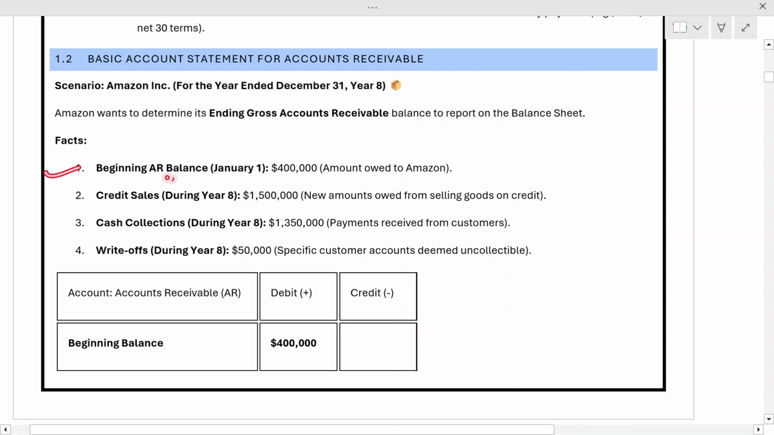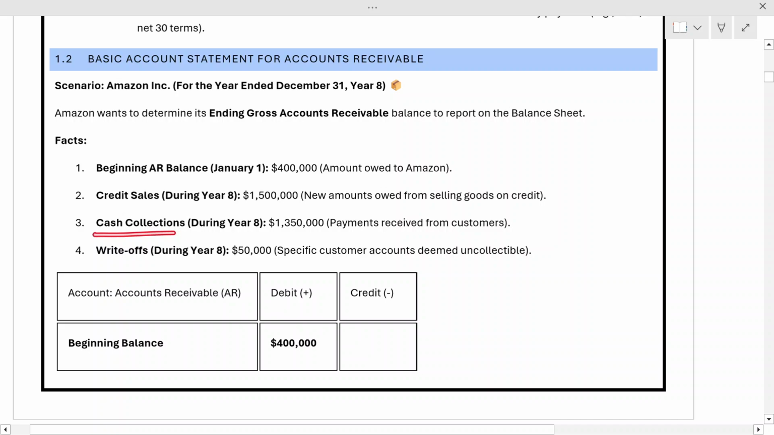Their beginning AR balance as of January was $400,000. This is the entire amount which is owed to Amazon; Amazon will be receiving this $400,000. Now they are saying that they are doing credit sales during year 8 of $1.5 million, which is new amounts owed from selling goods on credit.